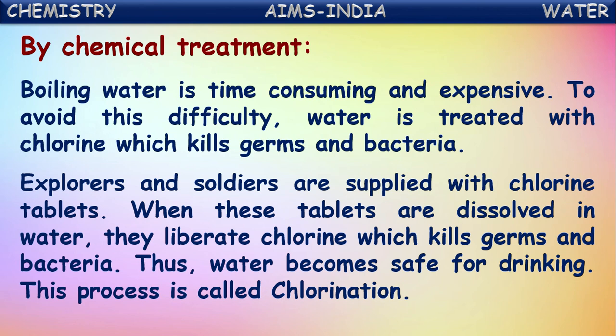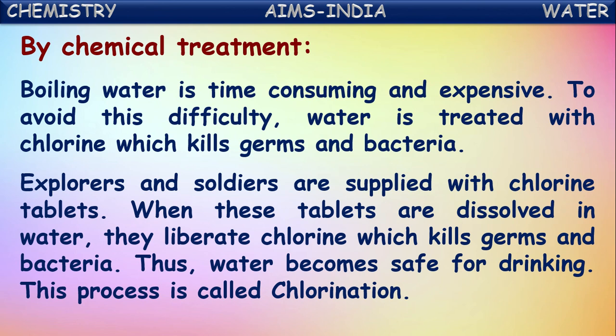When these chlorine tablets are dissolved into the water available to them, they liberate chlorine gas, which kills the germs and bacteria present in that water. Thus, water becomes safe for drinking. This process of killing germs and bacteria present in the water by passing chlorine gas into it is called chlorination. Okay, by the chlorination process also, water can be made safe for drinking.